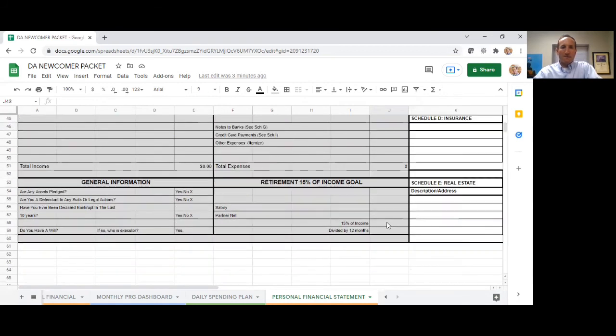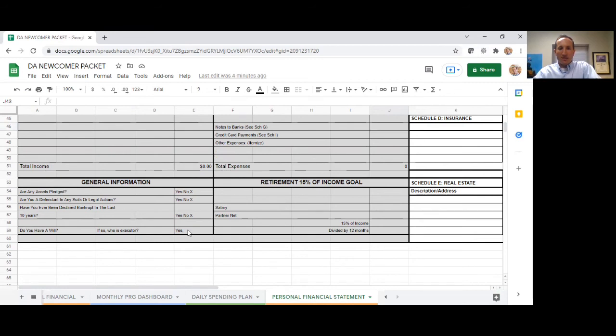General information, are there assets pledged right now? And you can check yes or no. Are you a defendant in any suits or legal actions? Yes or no. Have you been declared bankrupt in the last 10 years? Yes or no. Do you have a will? It's very important to have a will. And you can put yes or no here.